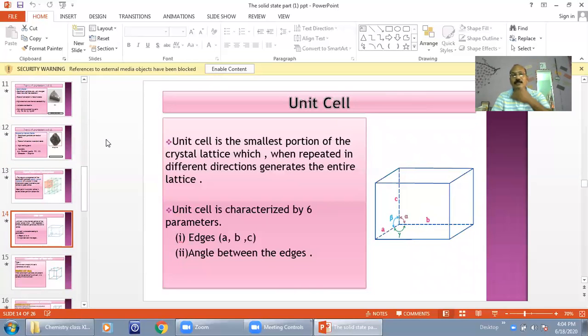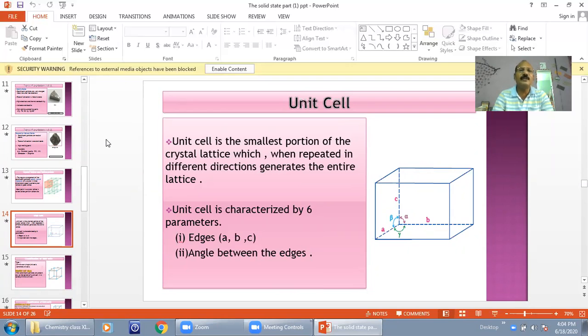Now we will see unit cell. What is unit cell? Here we have taken one cube. Three edges are there, A, B, C, and between these three edges, three angles are there. The angle between C and B edge is alpha, the angle between C and A edge is beta, and the angle between A and B is gamma. So a unit cell has 6 parameters, that is 3 edges and 3 angles.